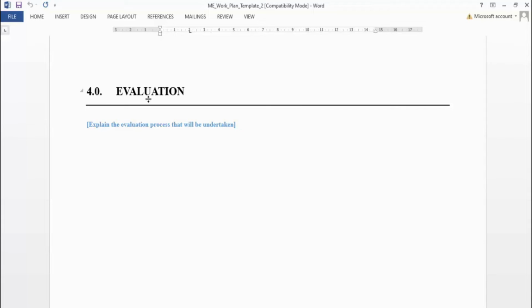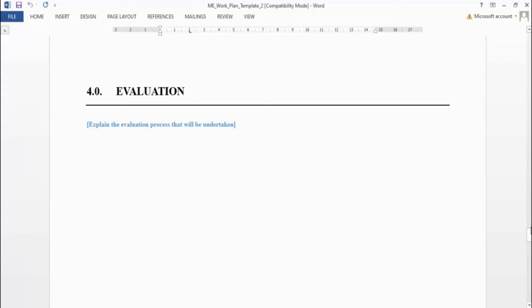We are not just talking about the end of program evaluation or end of project evaluation. We are also talking about the midterm evaluation. We are also talking about the baseline. So this should be included in this section. Okay, explain the process. How will this project be conducting these activities and who will coordinate these efforts?